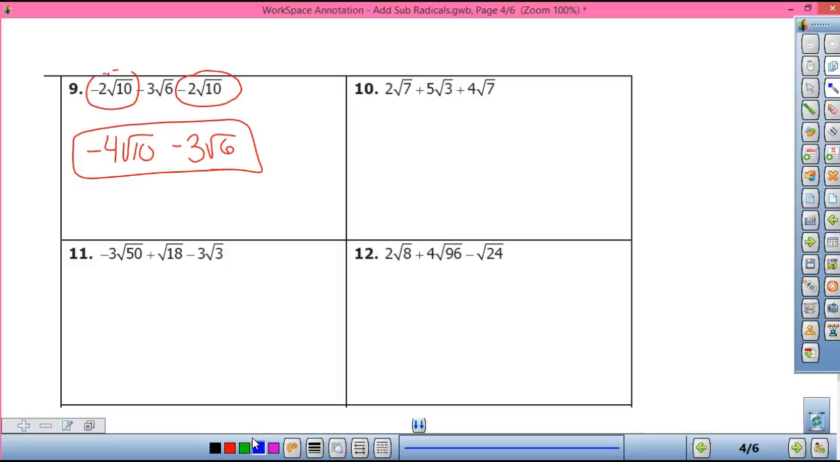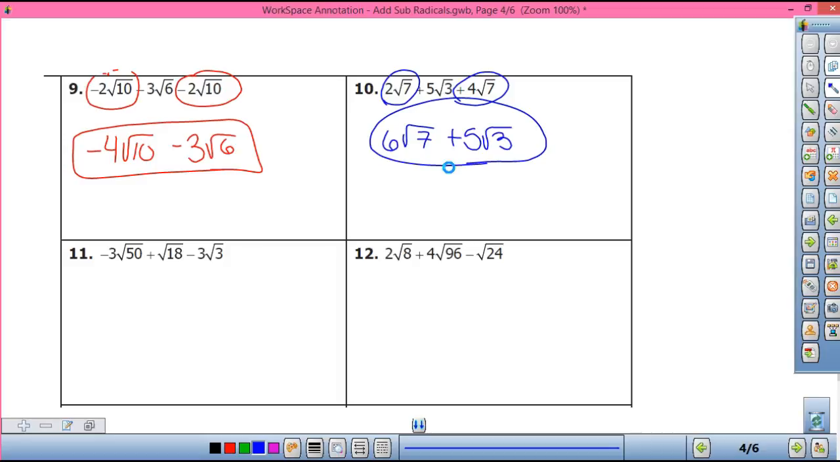Okay, so number 10, what can I combine? Okay, so my 2 root 7 with my 4 root 7, and I get 6 root 7 plus 5 root 3. Okay, we're going to do one more of these where we have to do some simplifying, and then I'll let you work. Okay, so let's look at 11.